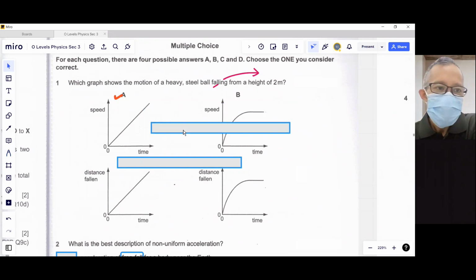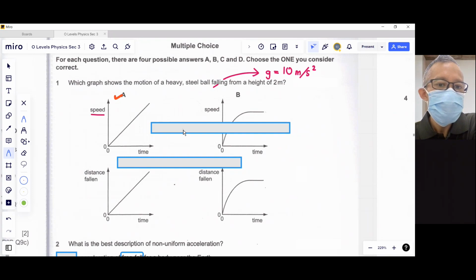Okay, the reason. I mentioned this before, but I just want to emphasize it because it's falling at gravitational acceleration, which is, please remember this number, 10 meters per second squared. So if you draw a speed-time graph, it will be a straight line like this. Okay, let's go on.